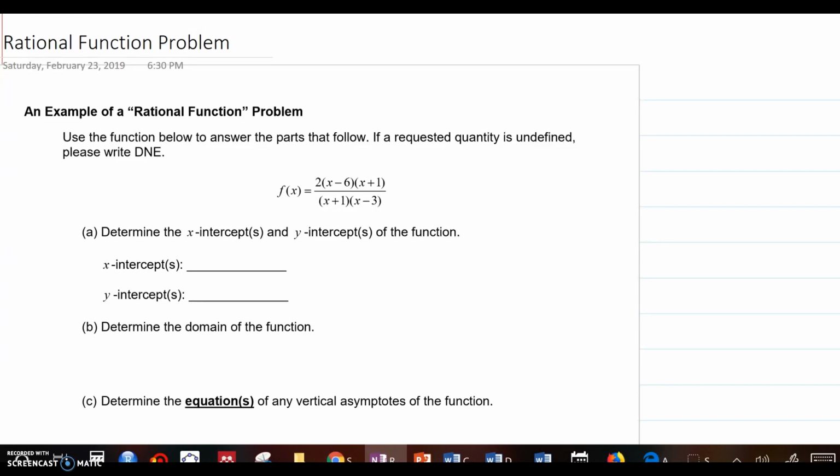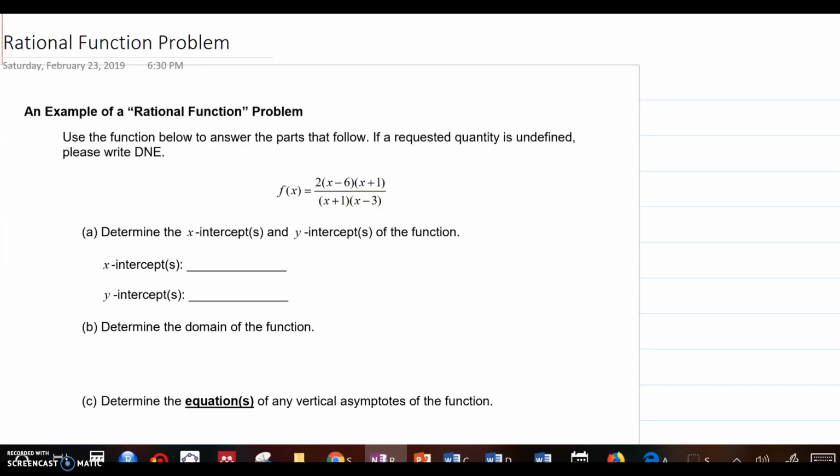So here's the problem. Use the function below to answer the parts that follow. If a requested quantity is undefined, please write DNE. So this is our rational function: f of x equals 2 times (x minus 1) times (x plus 1) divided by (x plus 1) times (x minus 3).